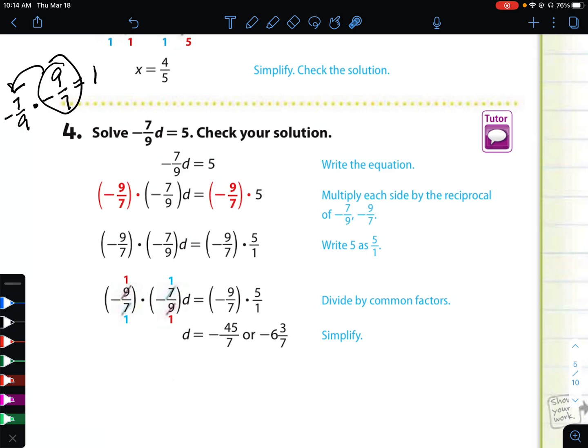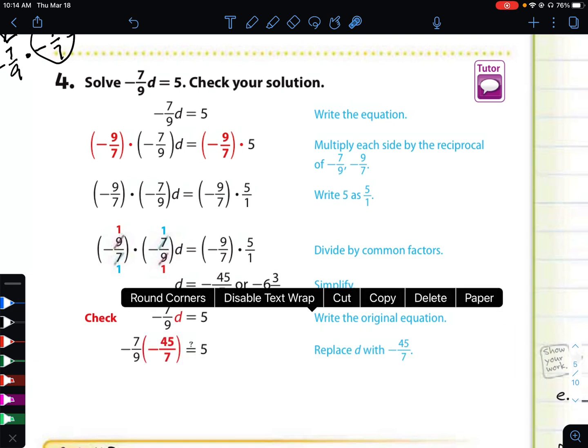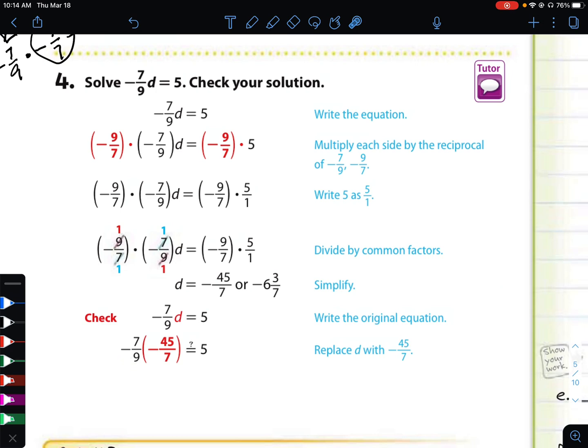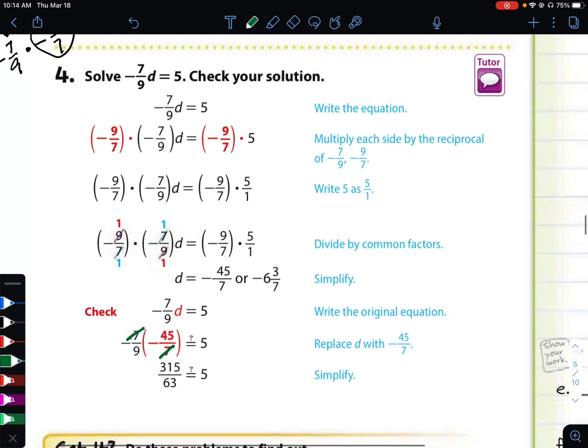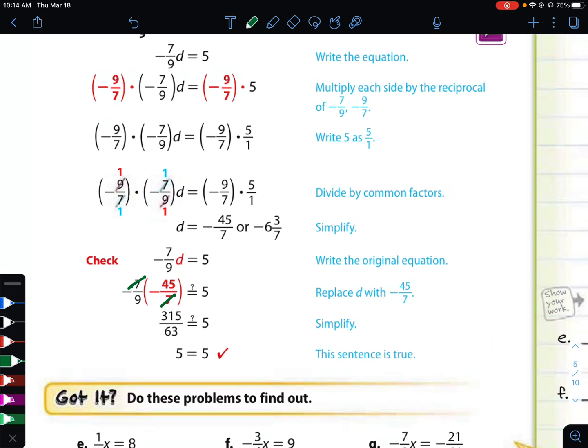Okay, now if we check our solution, we simply substitute d with negative 45 over 7. Doing that, we know that a negative and a negative is a positive, but are they equal to 5? If we cross cancel our 7s right here, we now have 45 over 9. 45 over 9 is the same as 5, and we have checked our solution.